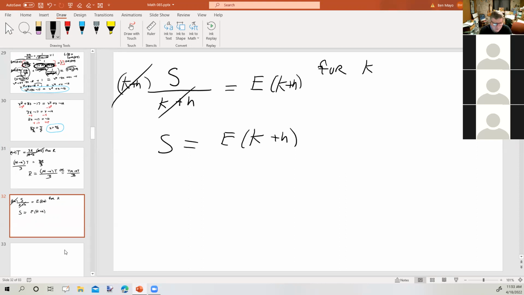Now, I've got a choice. I've got two different ways I can go. One might work, the other might not, or they might both work. I need to get K by itself. I can't subtract H from inside of there. So the question is, do I divide both sides by E and then subtract H from both sides, or do I distribute first and then deal with it? You can go either way. So do you want me to distribute the E or not?